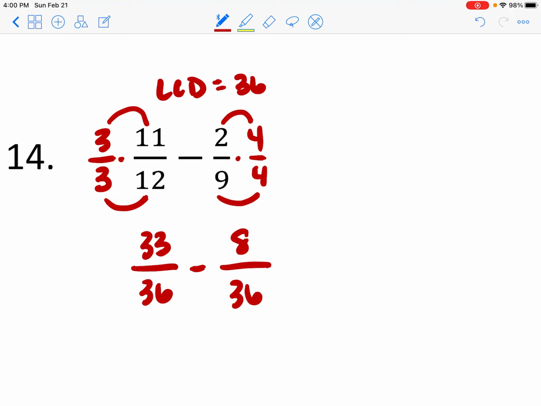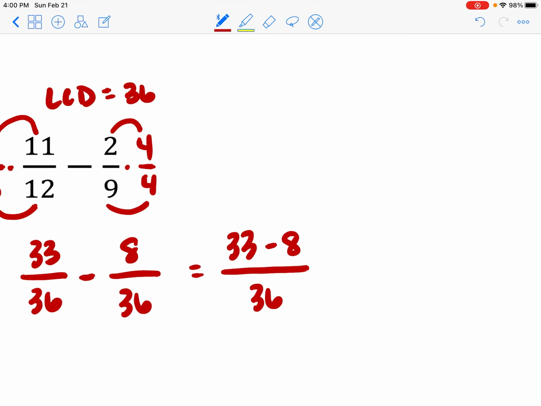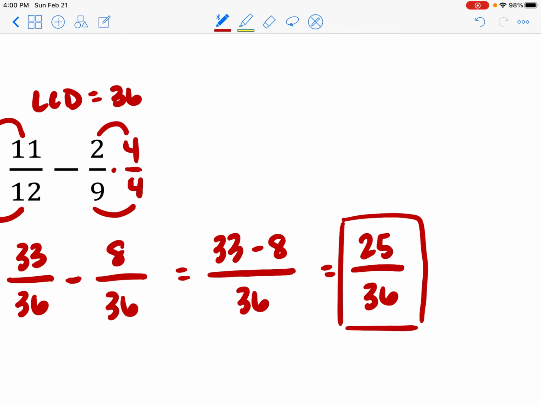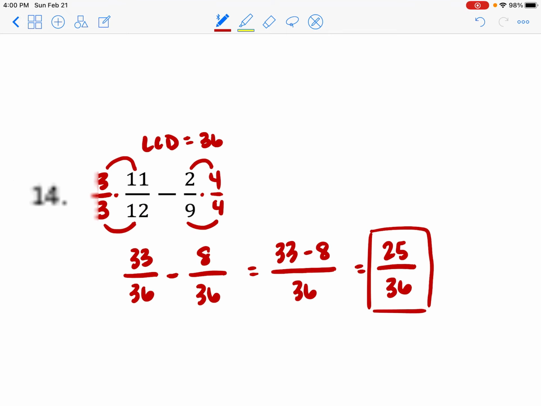And now we have our like denominators. So this is going to be 33 minus 8 divided by 36. And then 33 minus 8 is going to be 25. And 25 over 36, there are no common factors for, so 25 over 36 is my result.